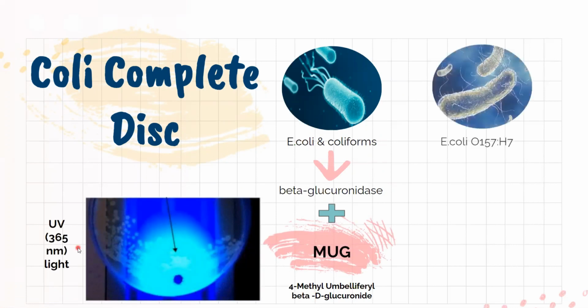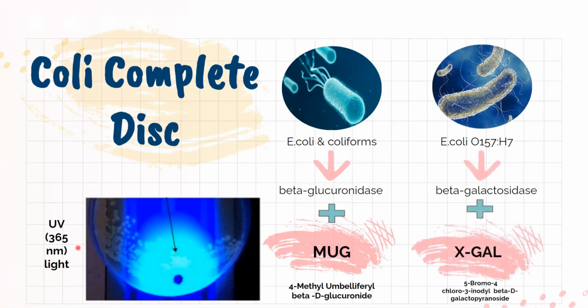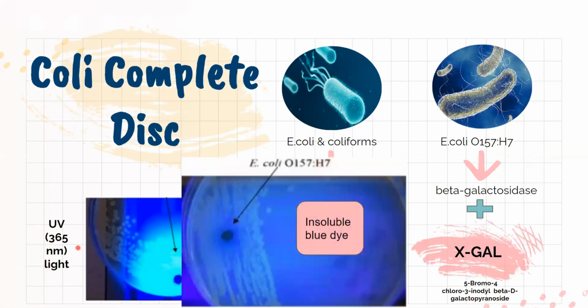The second one is the E. coli O157:H7. Now these particular cells produce the enzyme beta-galactosidase. Beta-galactosidase reacts with X-gal, that is 5-bromo-4-chloro-3-indolyl beta-D-galactopyranoside, and will give you an insoluble blue dye. So your E. coli O157 can only produce beta-galactosidase. So it will produce a blue insoluble dye, and you can select those colonies.